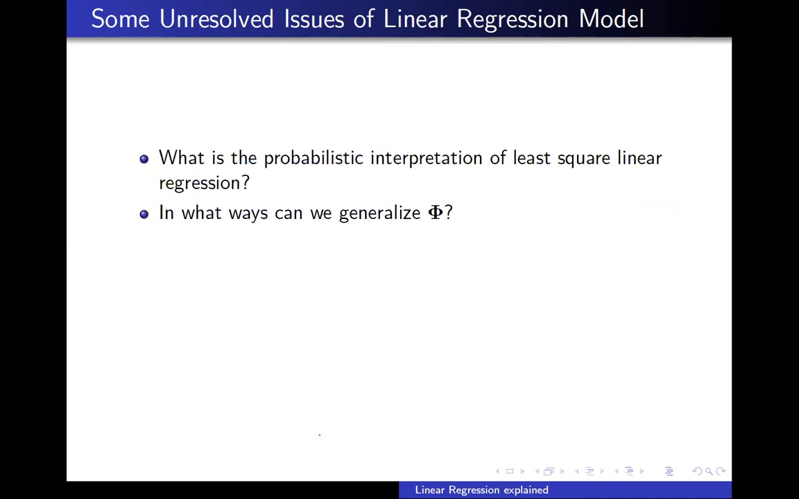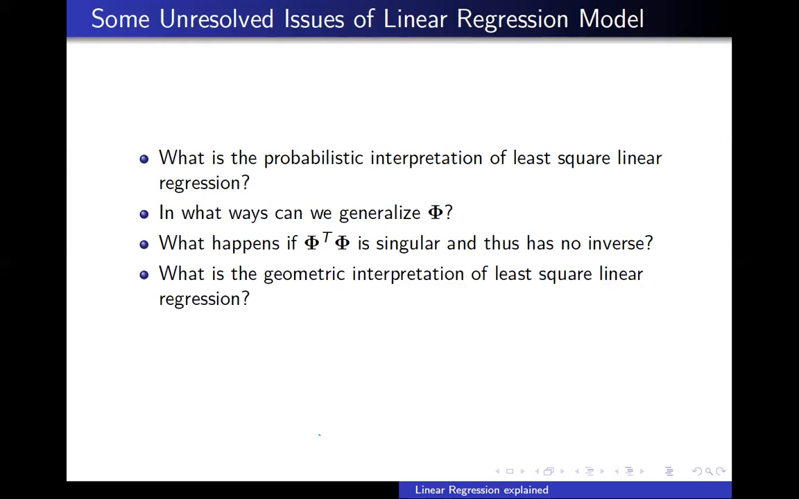So next you can ask in what ways you can generalize this design matrix phi, if at all. The other thing is that, remember, in the closed form solution, you have to take the inverse of this matrix phi transpose phi. So what happens if this matrix phi transpose phi is singular? That means at least one of its eigenvalues is 0, meaning that you cannot invert it. How do you find a solution in that case?